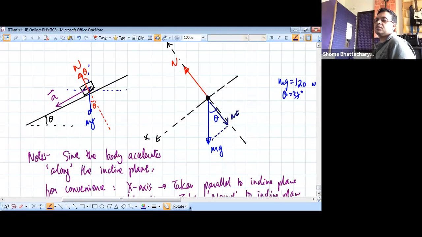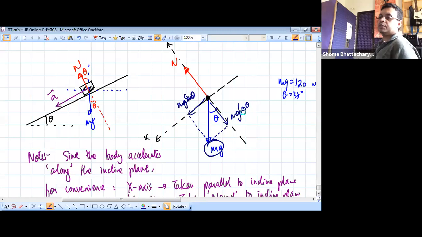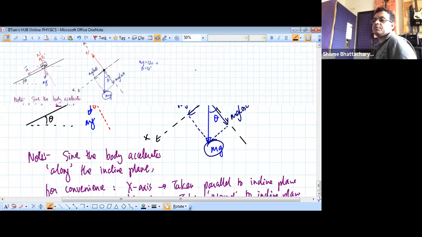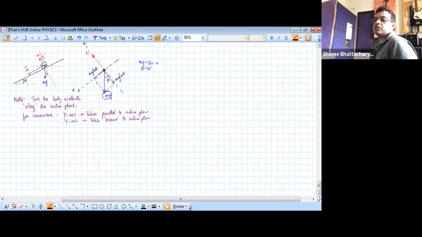This component will become mg cos theta, and this component will become mg sin theta. And once we have resolved it into components, we can remove mg, because I have already shown it as its components. So instead of the two forces mg and normal reaction, we are showing the two components of mg, mg cos theta and mg sin theta, and the normal reaction. These are the forces which are acting.